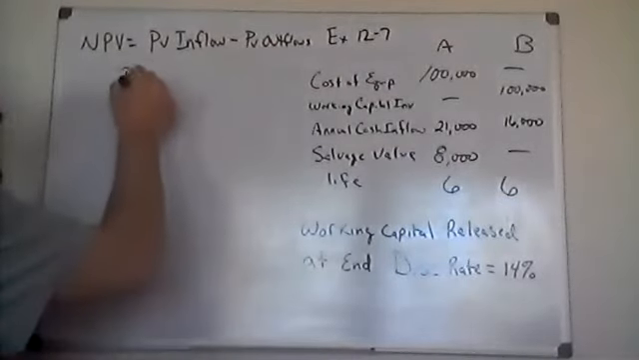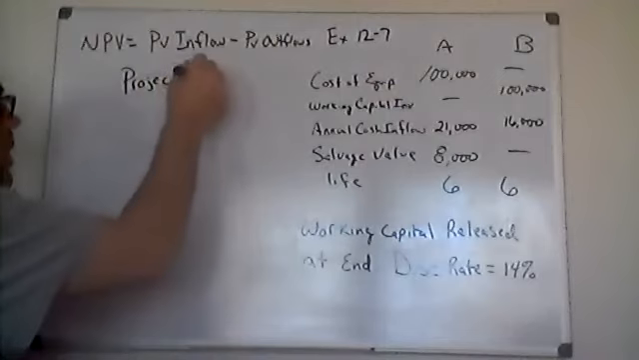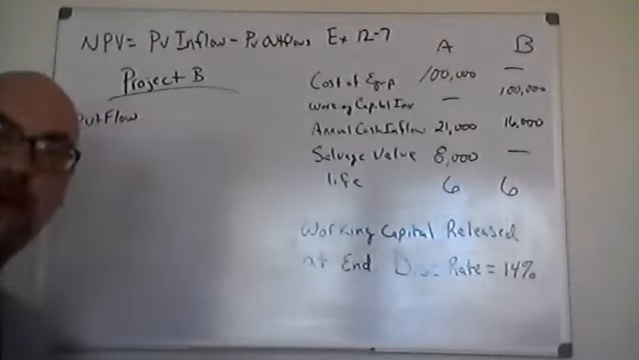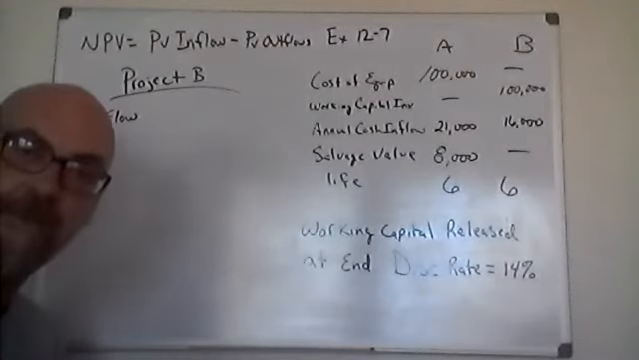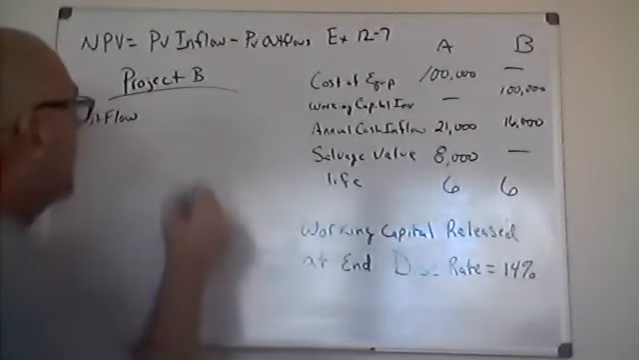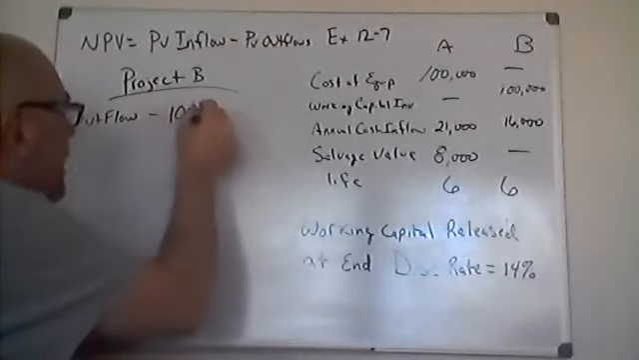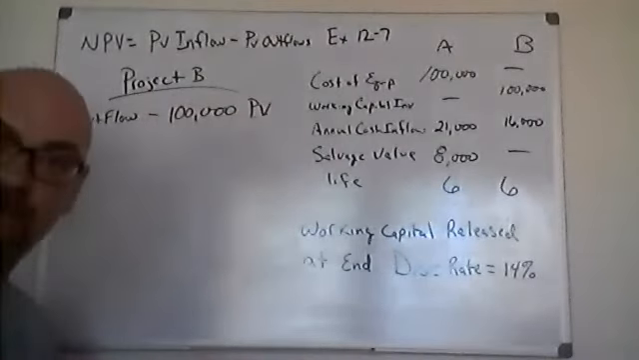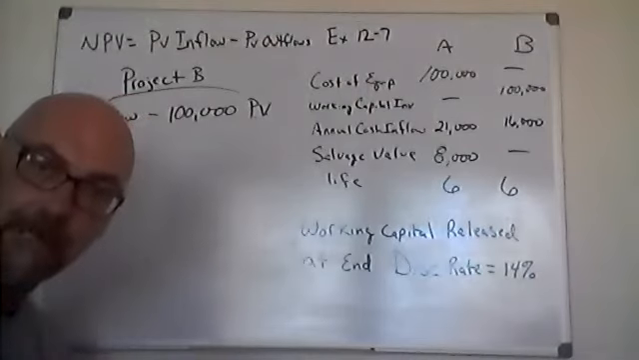Okay, when we look at project B, we do not have the original purchase of the equipment, but at the beginning of the project, we still have an outflow of the investment of the working capital. And so we still have $100,000 getting invested, and it is today, so it is at its present value already. There is no need to discount it.